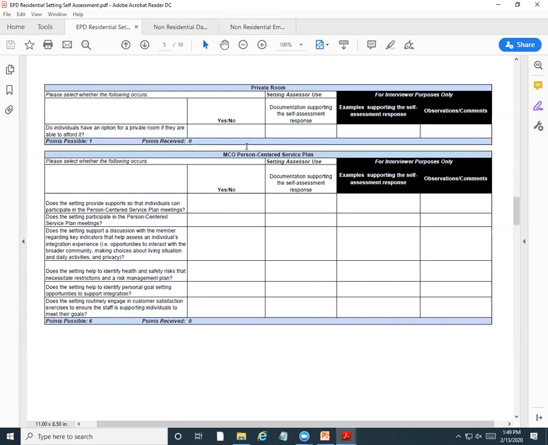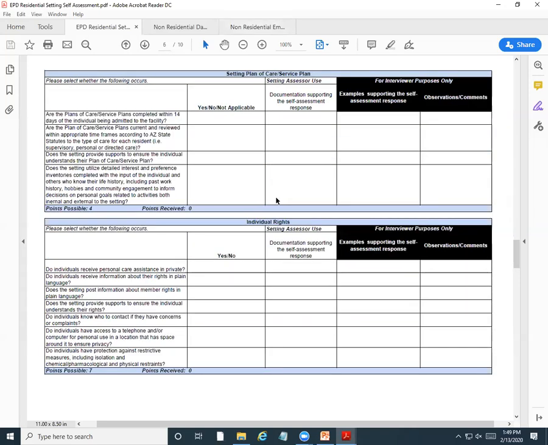We'll move on. So we also have the setting plan of care / service plan. These are taken from the current assessment, so something already in process for EPD residential settings. Are the plans of care service plans completed within 14 days? Are they reviewed within appropriate timeframes according to Arizona state statute? Does the setting provide supports to make sure the individual understands their plan of care?